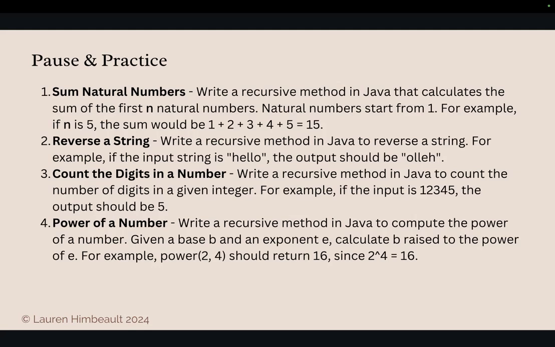And then the last one here is the power of a number. So writing a recursive method that will take in a base b and an exponent e, and then it calculates b to the power of e. So if we took in 2 and 4, you would do 2 times 2 times 2 times 2. So you do it 4 times, and you get 16. So that's a really good one too.